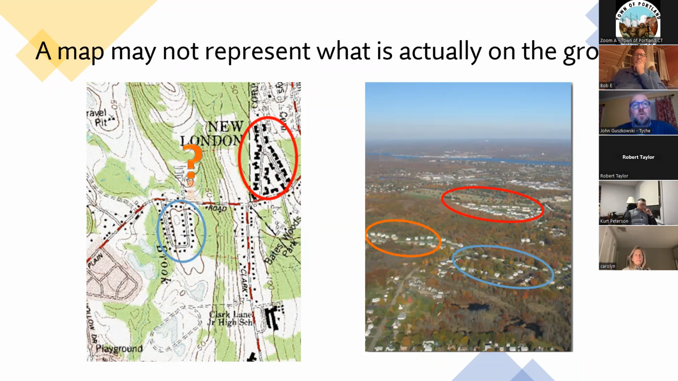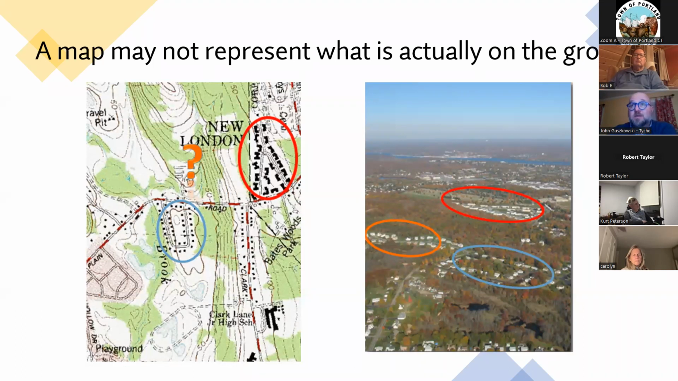It depends on the quality of the map, the scale of the map, the resolution, as well as the date of the map. If you look here, there's two shots of New London. One is a USGS quad map, and you can see the red and the blue developments on an aerial photo, but there's a whole area that's in orange on the right aerial that doesn't show up on the map at all.